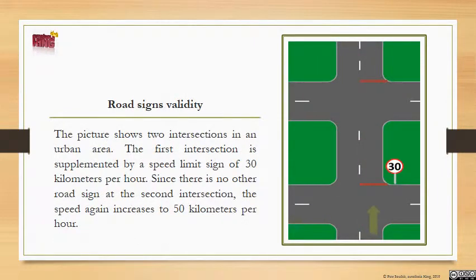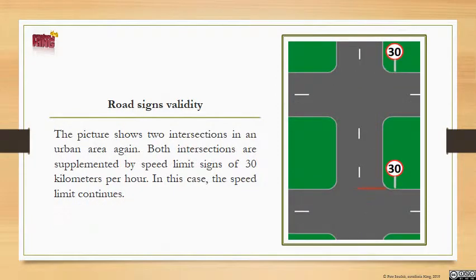The picture shows 2 intersections in an urban area. The first intersection is supplemented by a speed limit sign of 30 km per hour. Since there is no other road sign at the second intersection, the speed again increases to 50 km per hour. The picture shows 2 intersections in an urban area again. Both intersections are supplemented by speed limit signs of 30 km per hour. In this case, the speed limit continues.